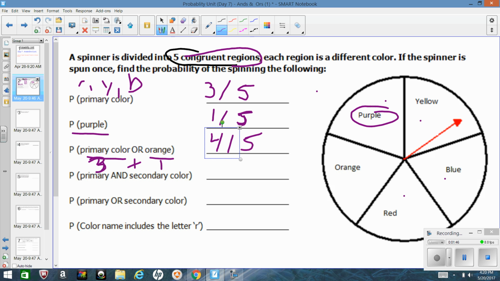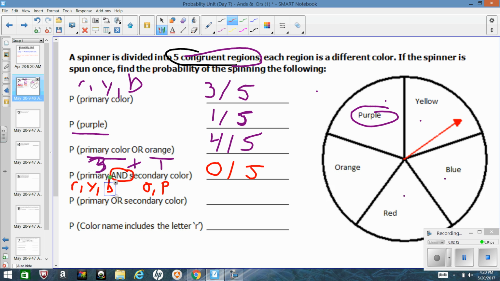Next, we want a primary color and a secondary color. So our primary colors in this spinner would be red, yellow, blue. Our secondary colors would be orange and purple. If we look, because it's an and, we want what they have in common. They have nothing in common, so our probability would be 0/5.